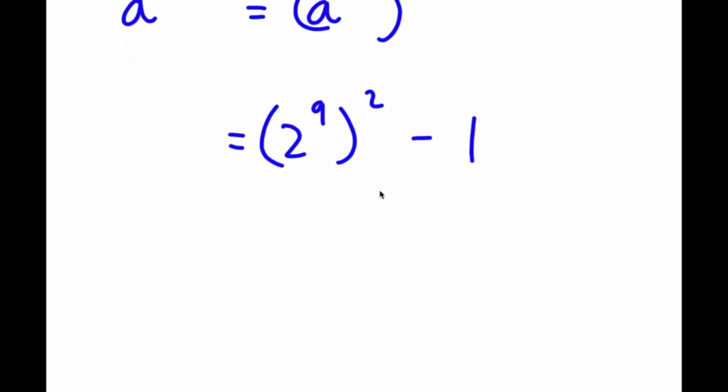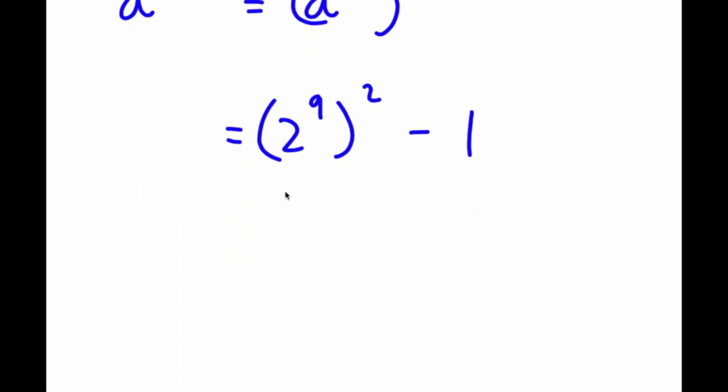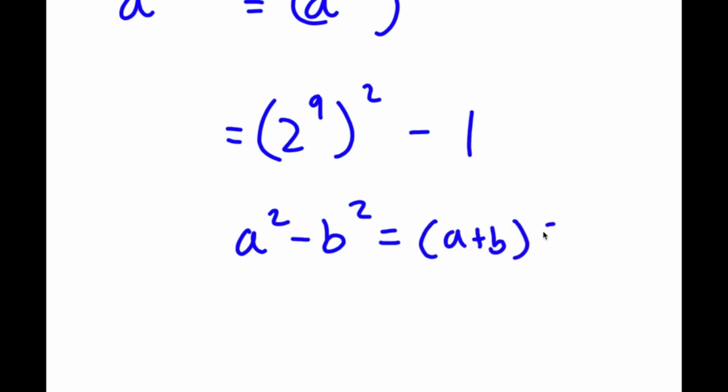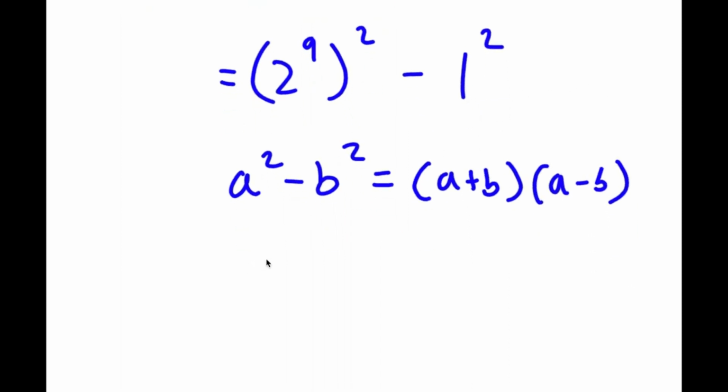Now, if I have something in the form a squared minus b squared, this is equal to a plus b times a minus b. So in this case, we can think of 1 as 1 squared, because 1 is the same thing as 1 squared. And now that we have 2 to the power of 9 squared minus 1 squared, well, we can think of a as 2 to the power of 9 and b as 1.